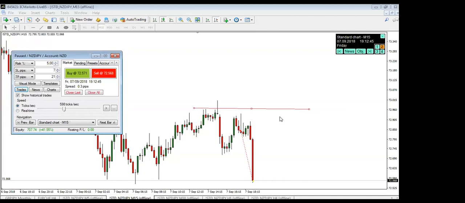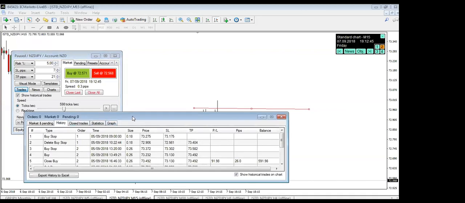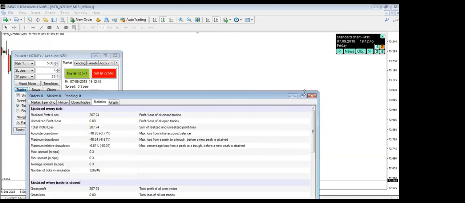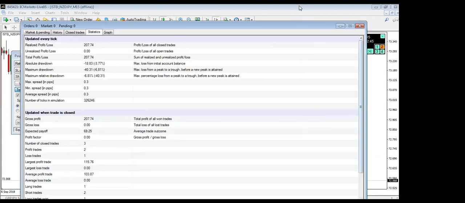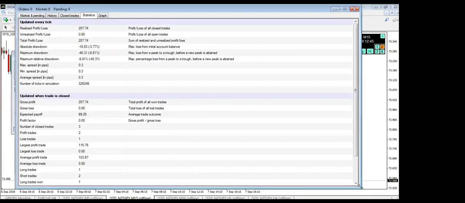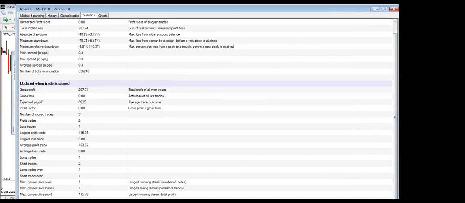So Chantal, can you go to the trades, please? Trades, history. No, sorry, statistics. And make this box really big for everyone. Okay, forget the gross profit. So our absolute drawdown, our maximum realistic drawdown was 6%. Oof, not too bad. I think our drawdown peaked.